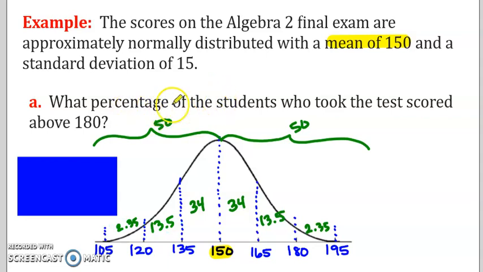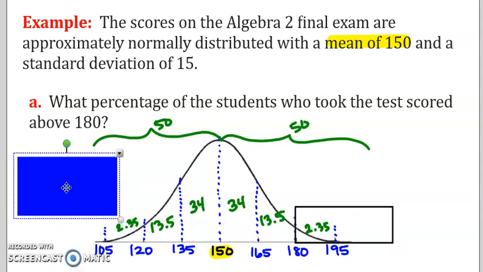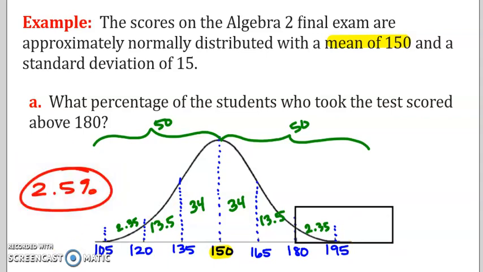So it says, what percentage of the students who took the test scored above a 180? So that's this chunk over here. So this is 2.35% here. And don't forget, this little tail at the very end was 0.15%. So if we added that together, we'd get 2.5%.